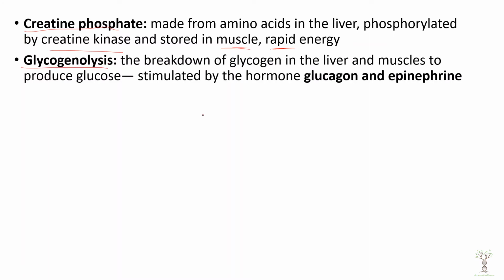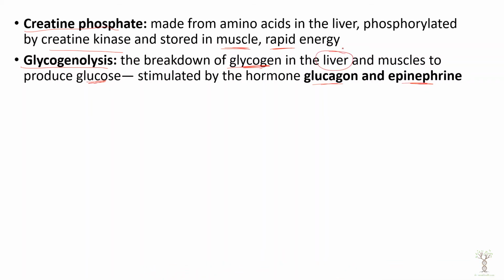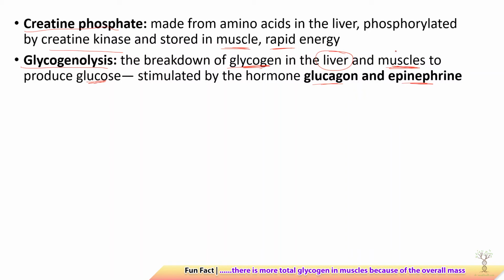Glycogenolysis, this is the process of our liver breaking down glycogen to produce glucose. There are hormones that stimulate this, so when we are fasting or exercising, we are going to produce glucagon and epinephrine when our blood sugar starts to decrease, and that will trigger the liver to break down glycogen. The muscles also store some glycogen, especially the fast twitch fibers.